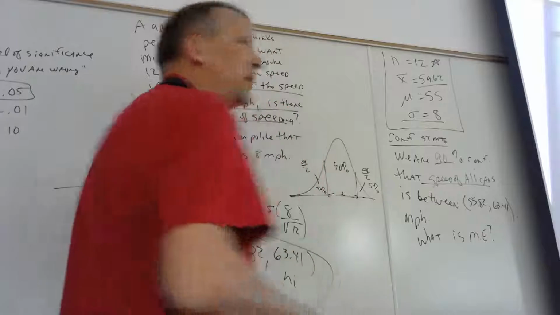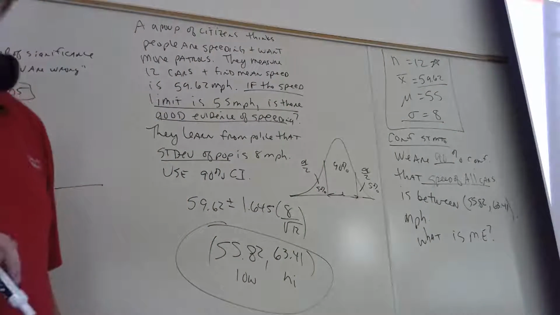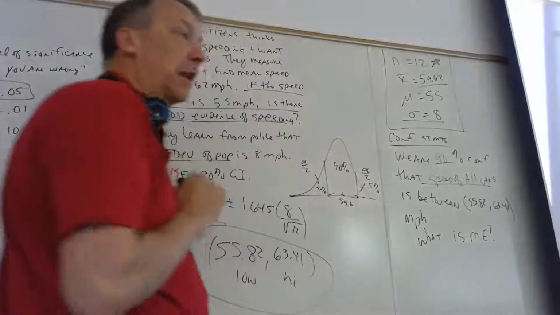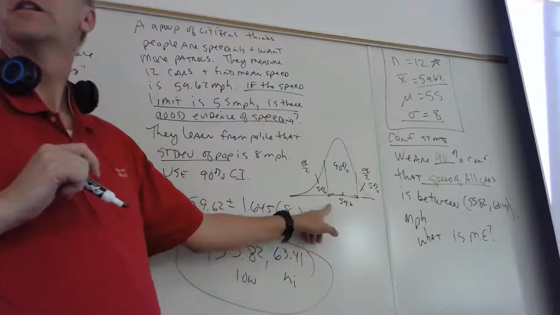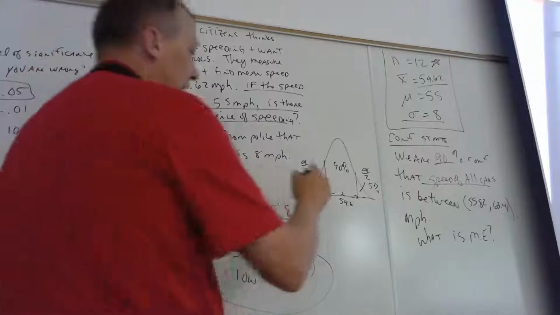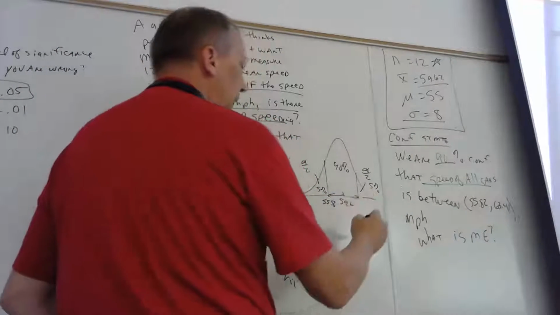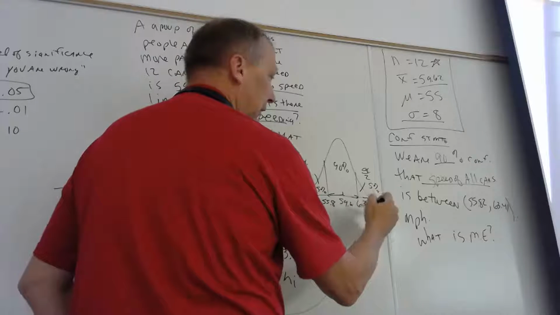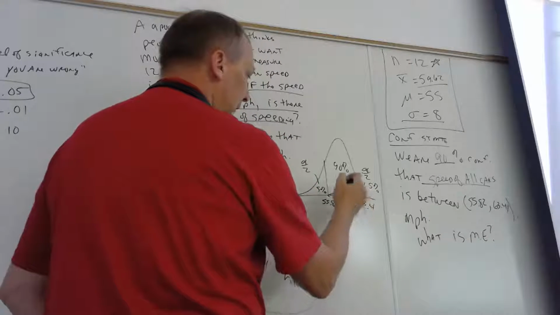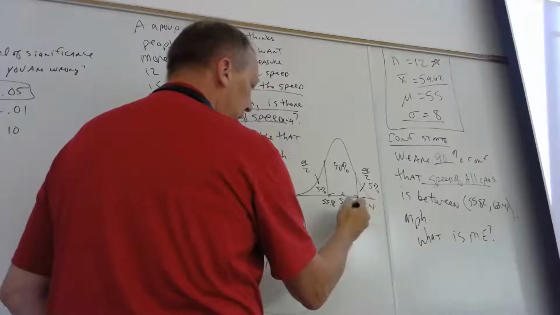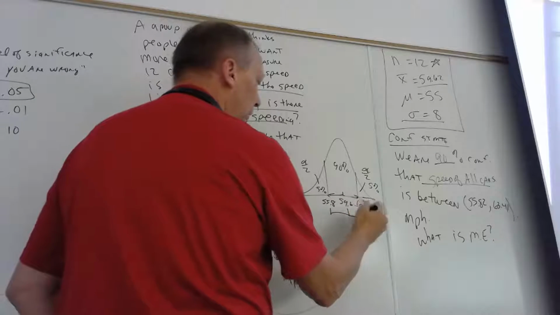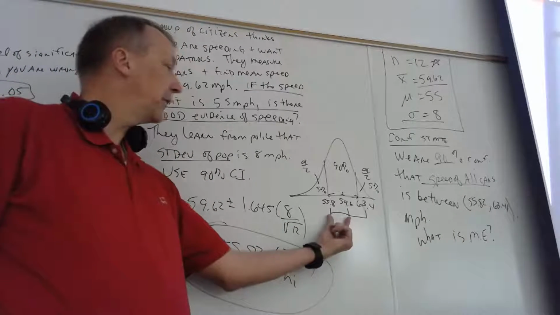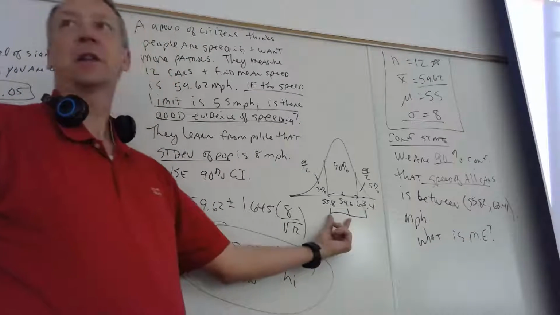What is the mean speed of the 12 cars? 59.62. What's the lower end? 55.82. And the higher end, 63.4. Okay? The difference between here and here, or you could do it from here to here because those are the same distance, right? What's the difference between 59.6 and 55.8?